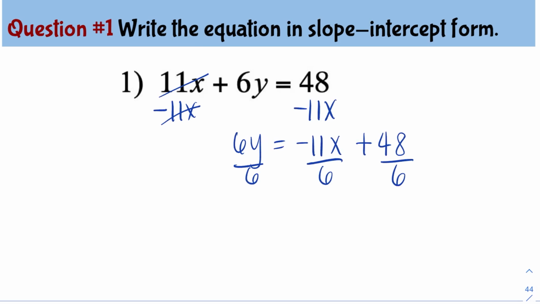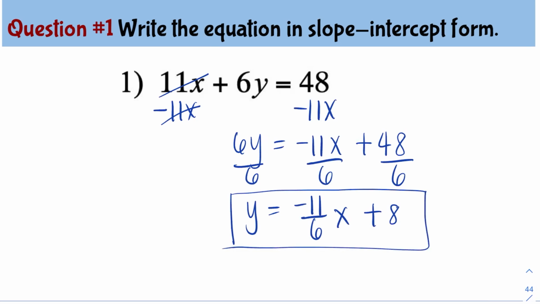6 divided by 6 is 1, so we have 1y. Negative 11 over 6, we will leave it as an improper fraction. 48 divided by 6 is 8. So this is the slope-intercept form: y equals negative 11 over 6 x plus 8. In this equation, negative 11 over 6 is the slope m, and 8 is the y-intercept b.